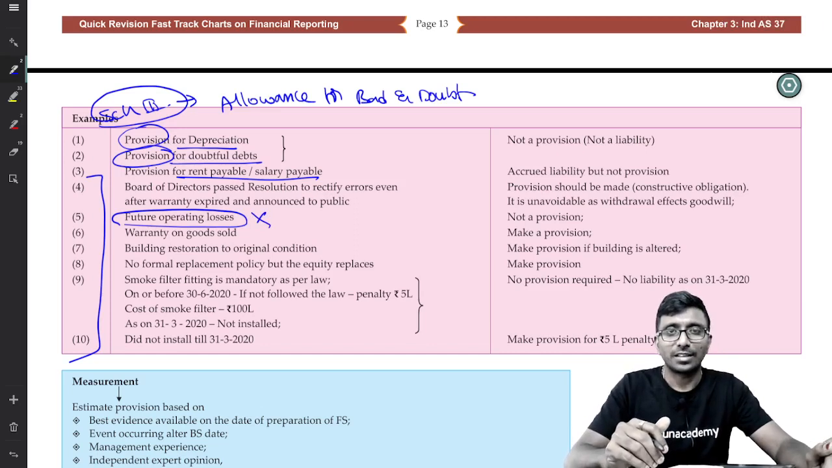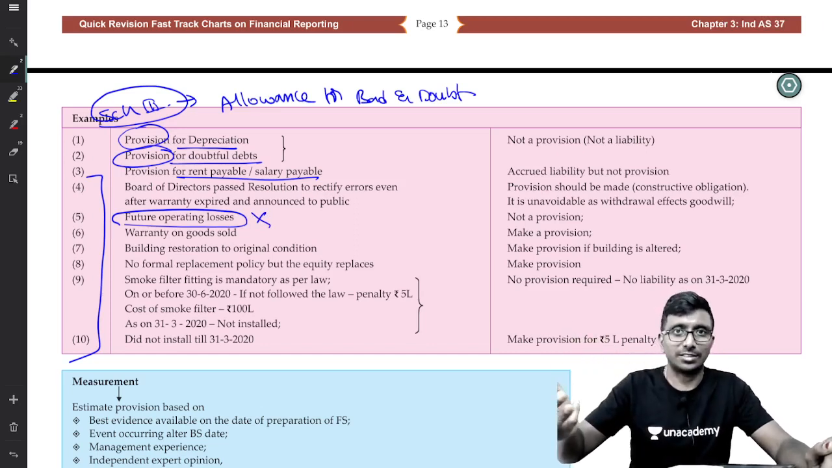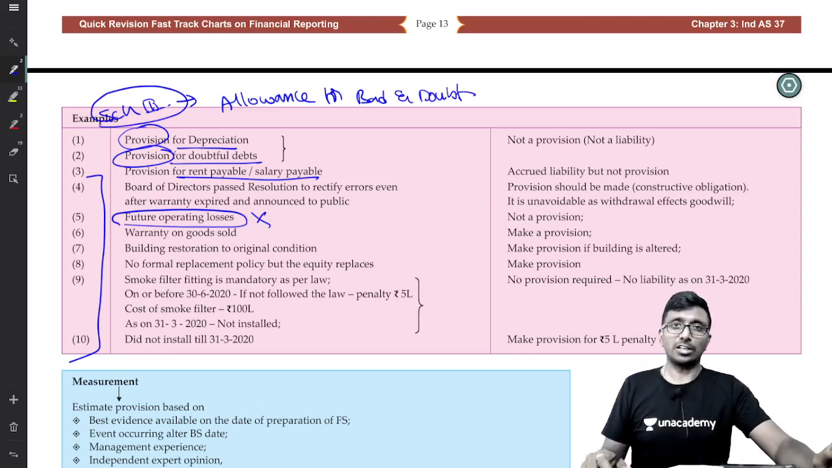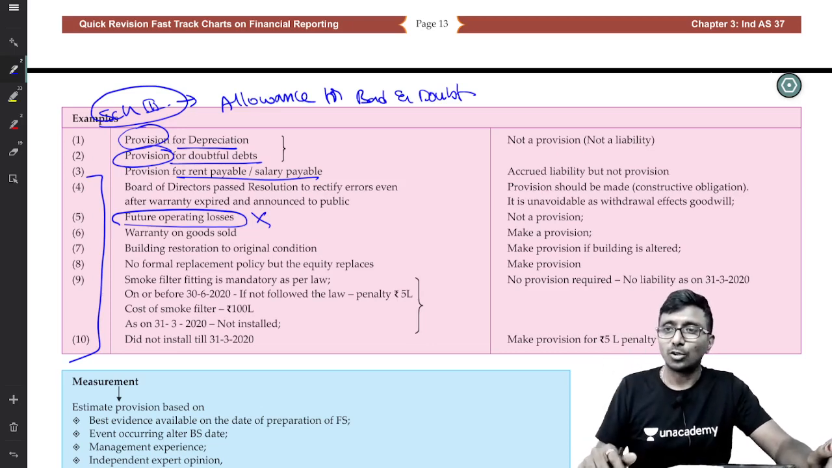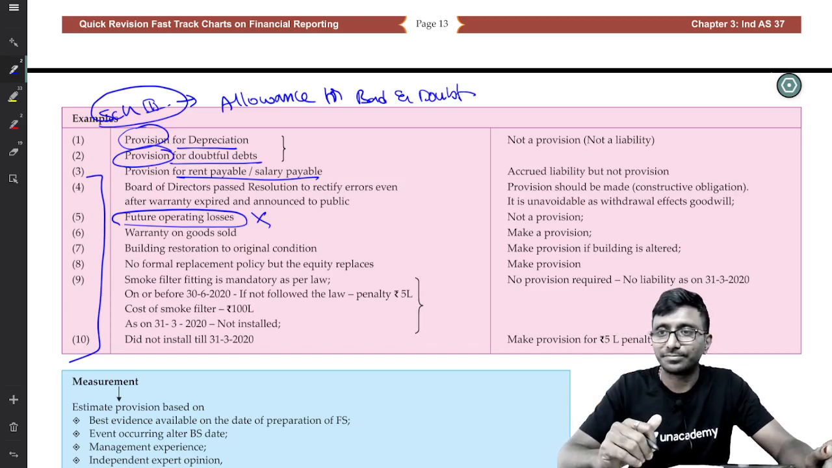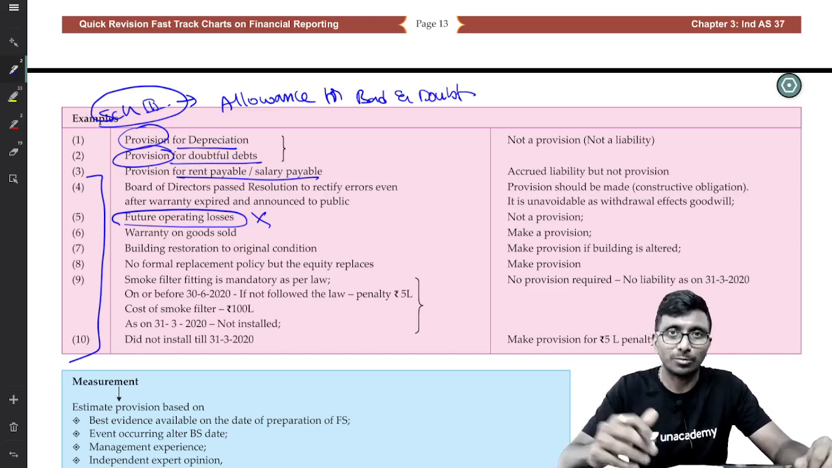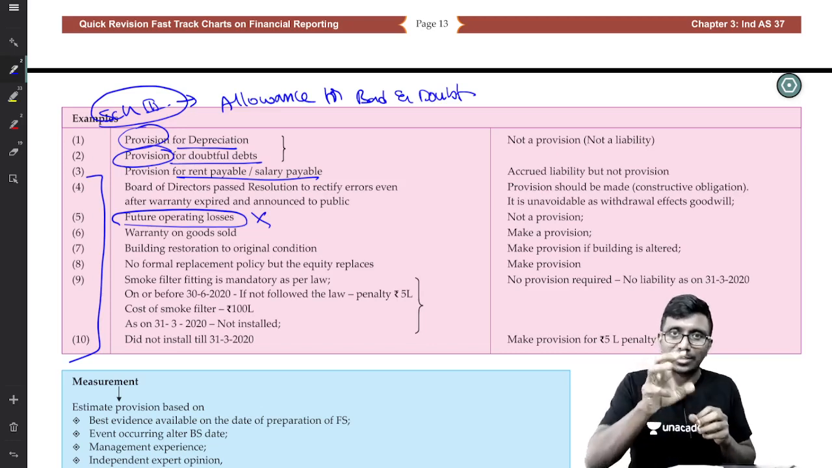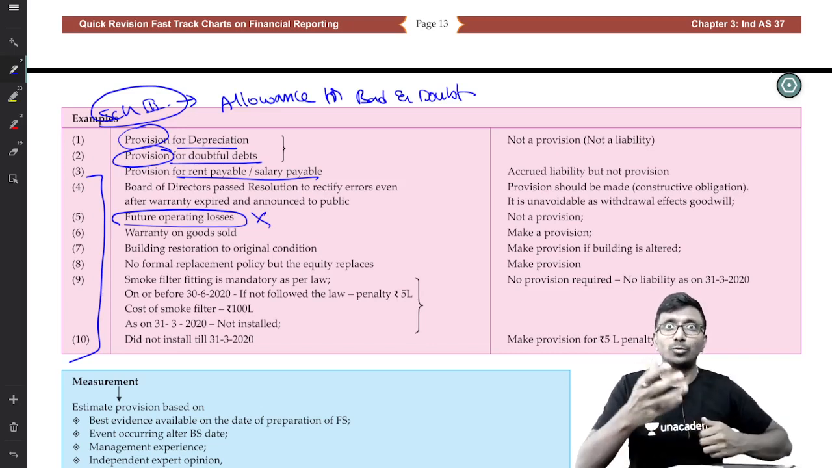Why, sir? It is a loss related to next year. Today, are you liable? If you say you are liable, my next question is, to whom are you liable? When are you going to settle it? It is not something I am going to settle. I am not liable to anybody. If you can't understand it in the straight fashion, to whom are you liable?